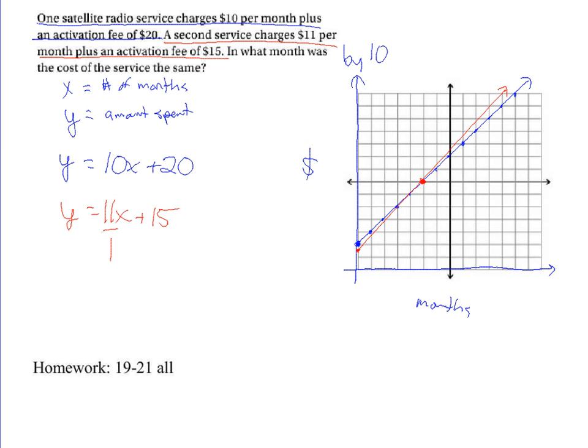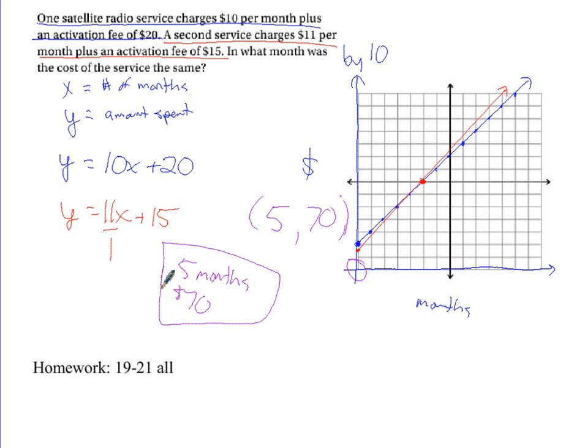So the ordered pair is what? Remember that we changed our origin to down at the bottom. 1, 2, 3, 4, 5 months. And what is this price up here? $70. So 5 comma 70 is the ordered pair. But in terms of the story problem, we have to say 5 months and $70. In what month was the cost of the service the same? That was the 5th month that you had spent the same amount of money. So there's your answer right there, and it was $70.